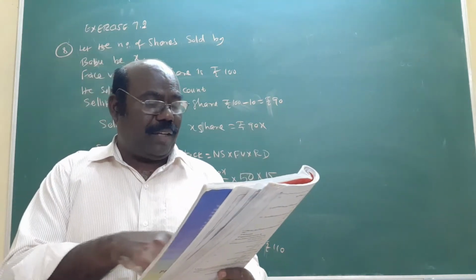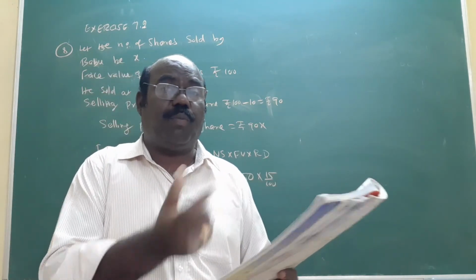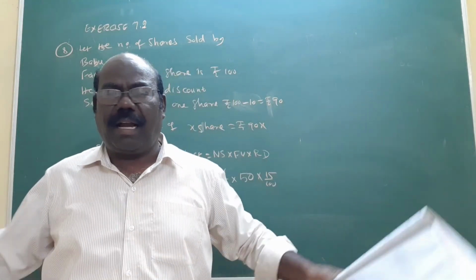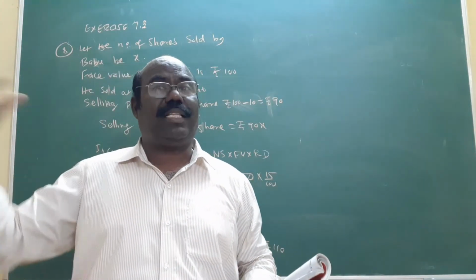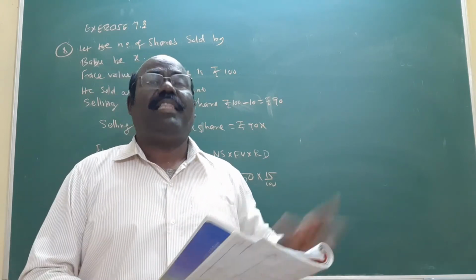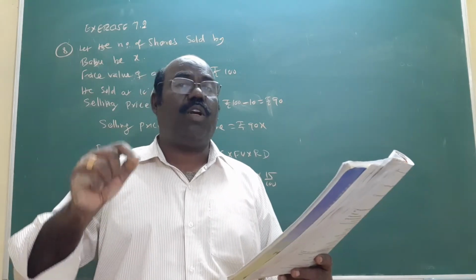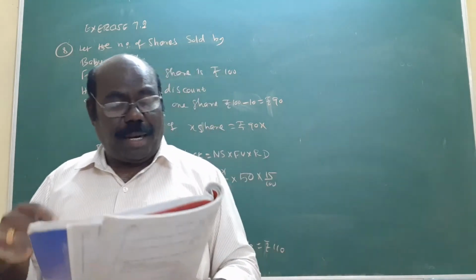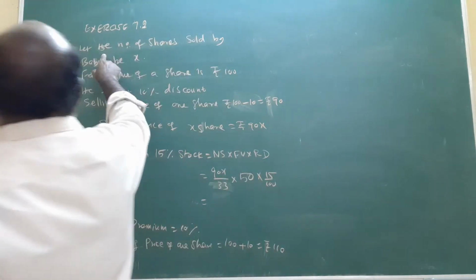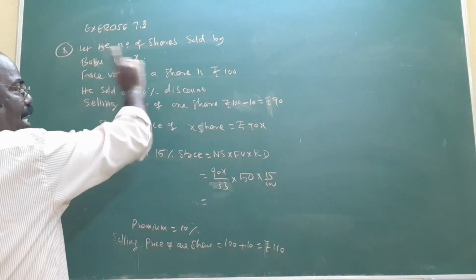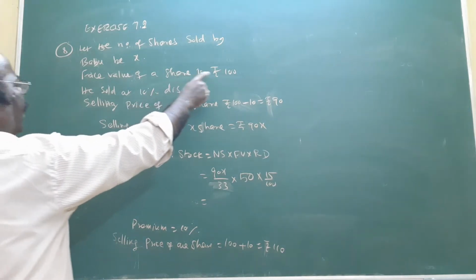But the difference in income is already given. 450 is more. Income from the first company, income from the second company, comparing both, the second is 450 more than the first one. From that, the investment is asked. What is asked? Find the number of shares sold by him. Let the number of shares sold by Babu be X. This is an assumption. Face value 100 is given.